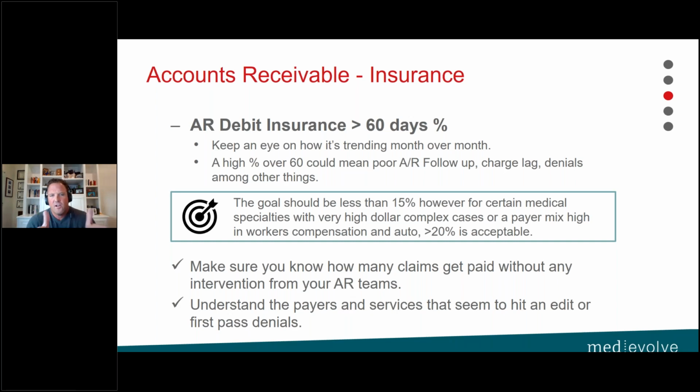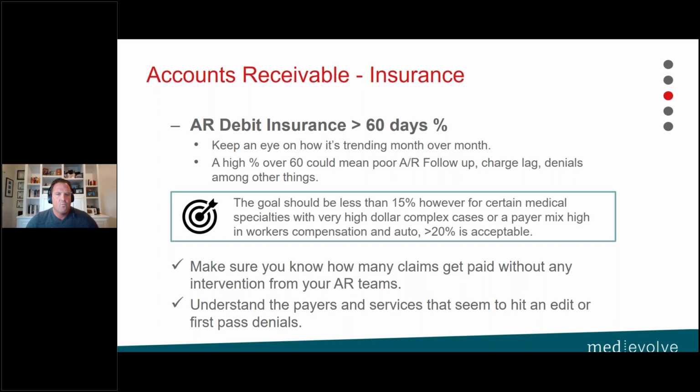So let's talk a little bit more about the insurance side. I hear a lot of metrics out there. I look at over 90. I happen to look at over 60 because in this day and age, with AR days where they should be, over 60 days of insurance money is something that has to be addressed, right?